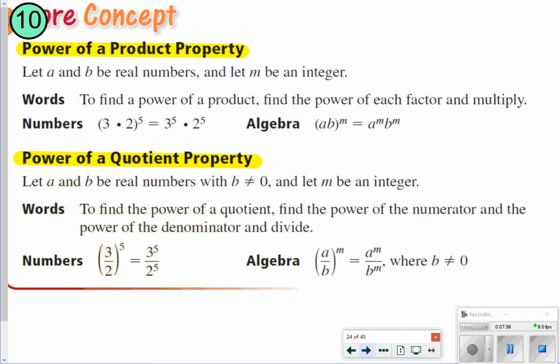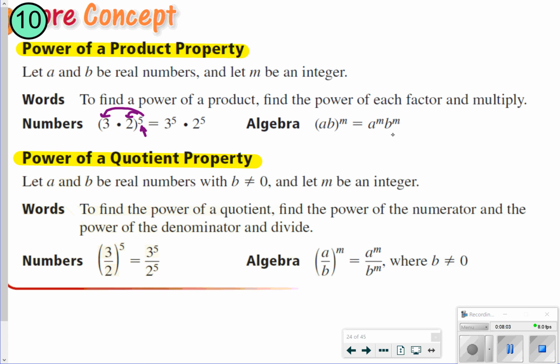The last thing we're going to learn today is these two concepts, power of a product and power of a quotient property. To find the power of a product, find the power of each factor and multiply. So if there's ever an exponent on the outside, like this 5 right here, this 5 is going to be distributed to the 3 and the 2. And so you would have 3 to the 5th power and 2 to the 5th power. And then you would multiply those answers together and get a really big answer.